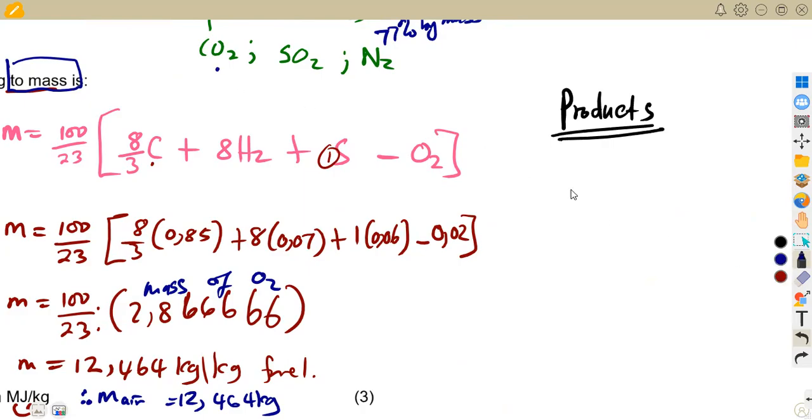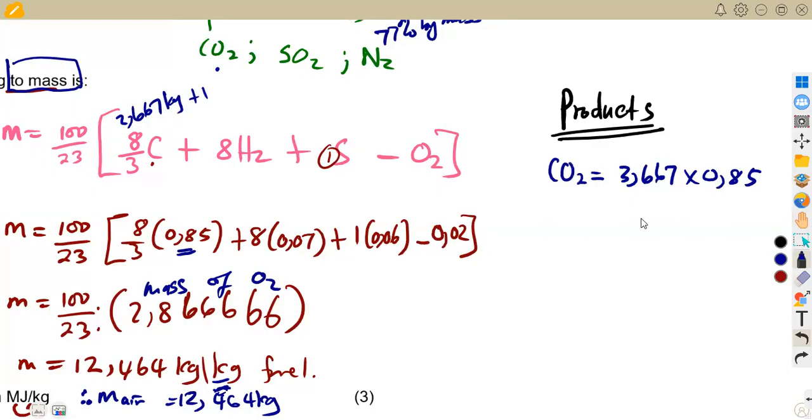And in these products, we've got carbon dioxide, which is taken from the formula. For carbon dioxide, we need 8/3, which is 2.667 kg of oxygen per kg of carbon. So we are going to add 1 kg, meaning carbon dioxide, which is the product now, is going to be 3.667 kg times the percentage of carbon. Remember, carbon is at 0.85, meaning we obtain the total mass of carbon dioxide, which is 3.117 kg. In this case, we are talking about the mass.